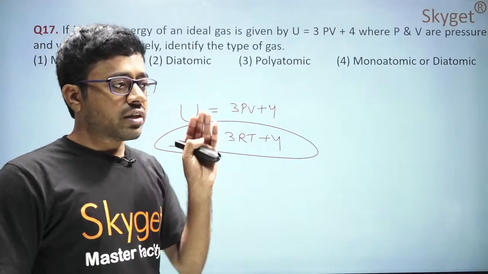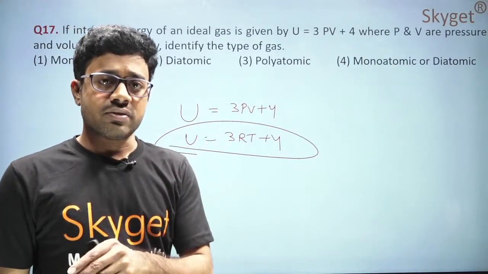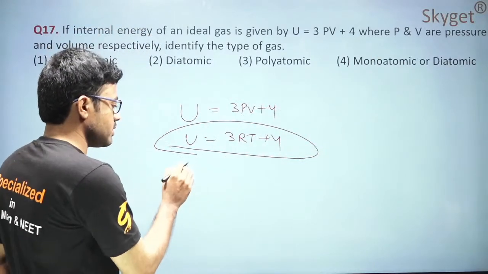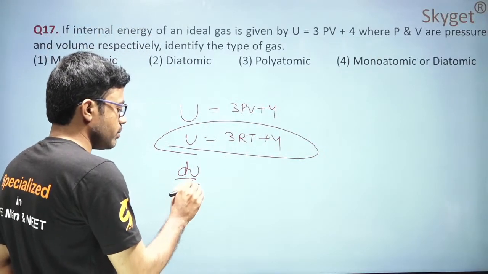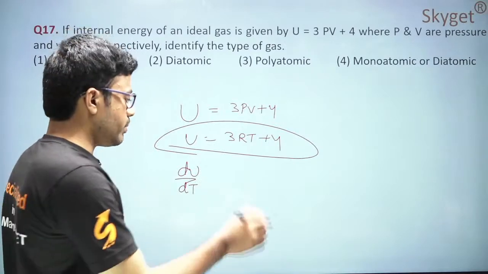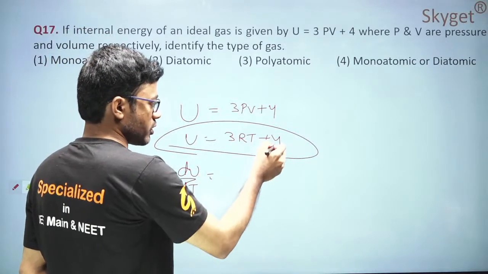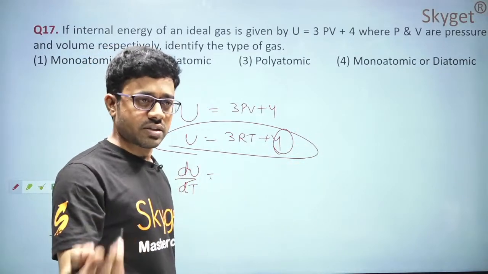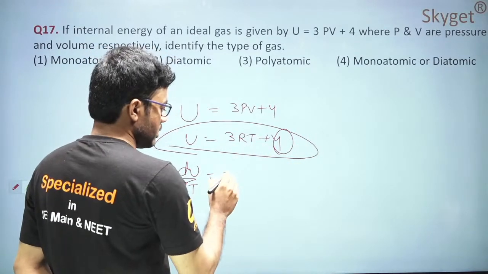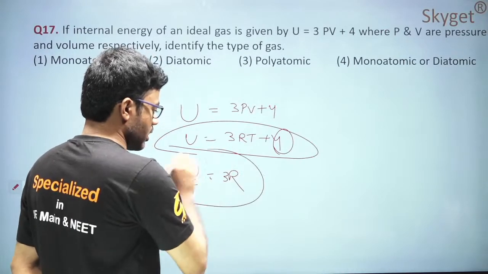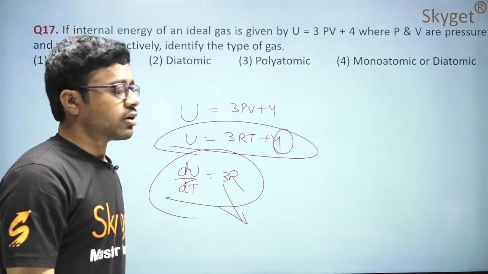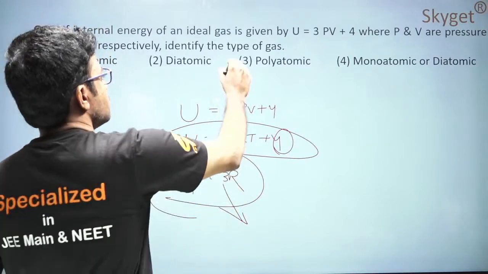To find whether it is a mono, di or even triatomic gas, you have to differentiate with respect to T. So dU by dT: the differentiation of 4 is 0, as you know that is basic differentiation. 3RT becomes 3 times R, so it is a polyatomic gas. So it is option 3 here.